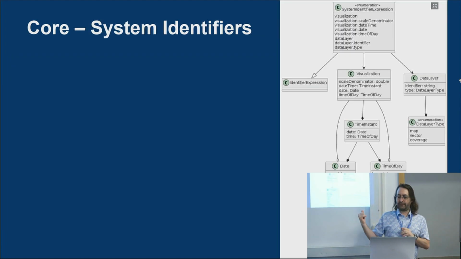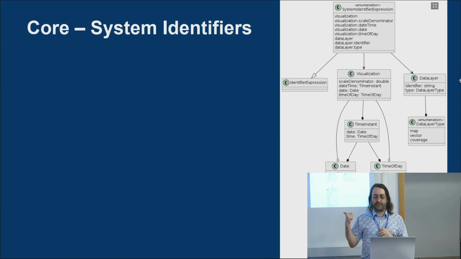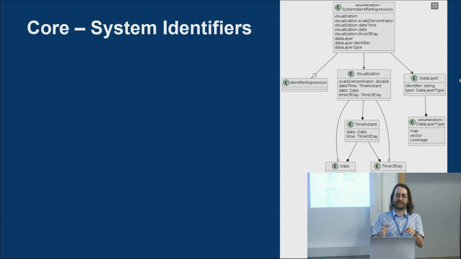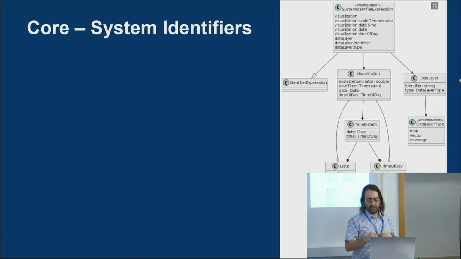So these are the system identifiers. Some examples here are to refer to the visualization scale denominator, the current date and time, the time of the visualization, the type of the data layer. So basically it's a special expression. For example, for features, the typical expressions refer to the feature properties. For coverages, they typically refer to a field or a band. Here, these are something that refer to something else that is defined by the system. So scale denominator, time of day, current date are the types of things. Or layer type. Layer ID is another example, and the layer ID is a system identifier.